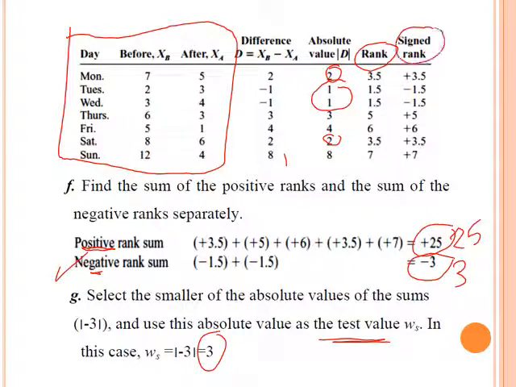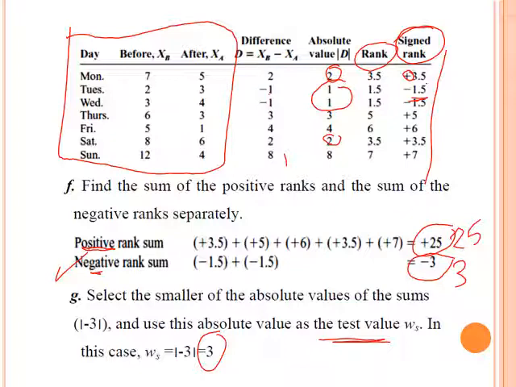So then we will make a column that's signed rank. Signed rank is the sign of the difference. Here, the difference was positive, so take it positive. The difference negative, take it negative, and so on. That way, in the signed ranks, we have values that are positive and values that are negative.